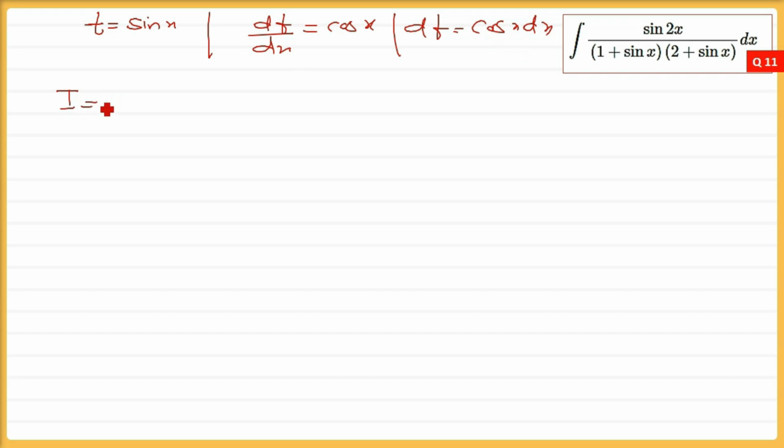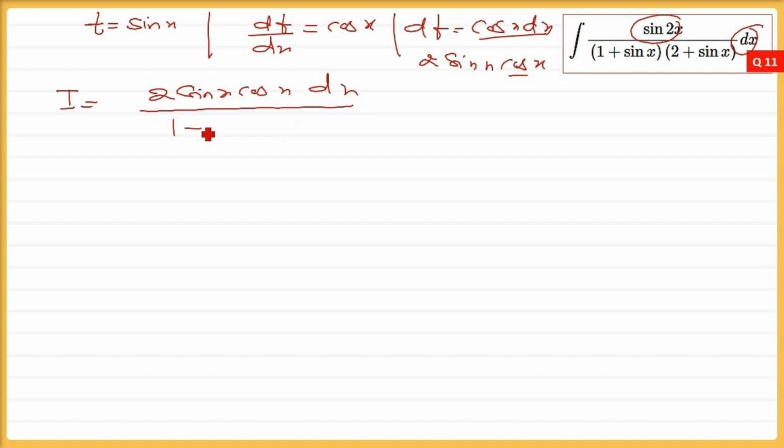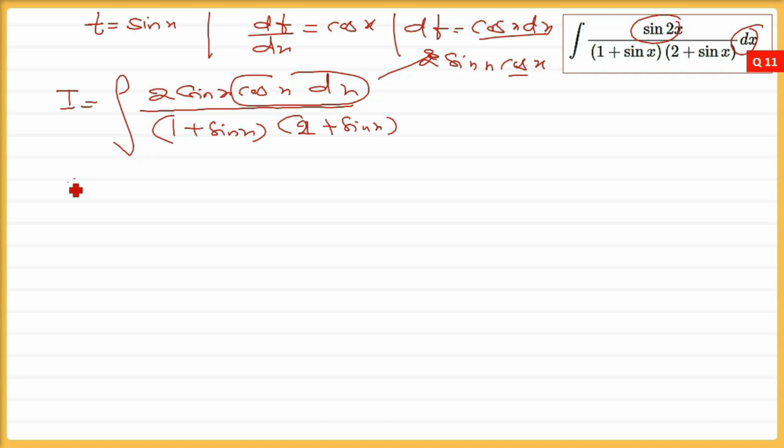This I will be equal to, the sin 2x will be what? 2 sin x cos x. But cos x dx is already dt with us. Now if you write this integral like this, sin 2x as 2 sin x cos x, dx is already there. In the denominator it will be 1 plus sin x and 2 plus sin x. So the integration here, cos x dx is already with us, which is dt. And sin x we have already assumed to be t.